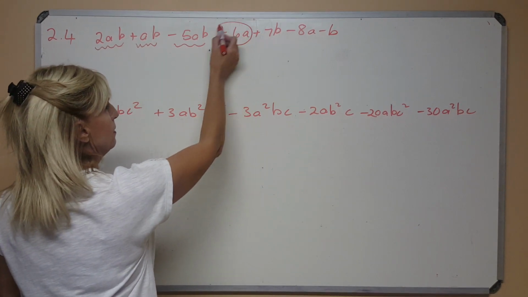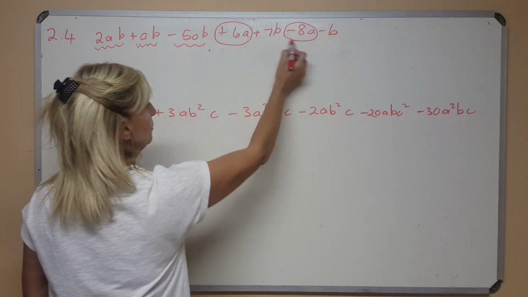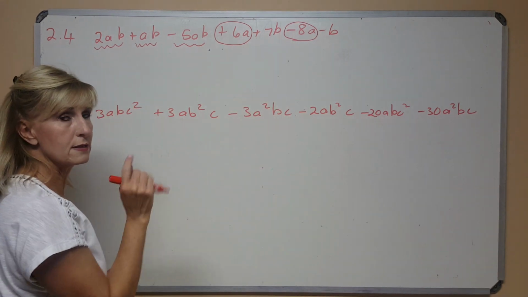So the A ones are those two. Remember I circled the sign as well.